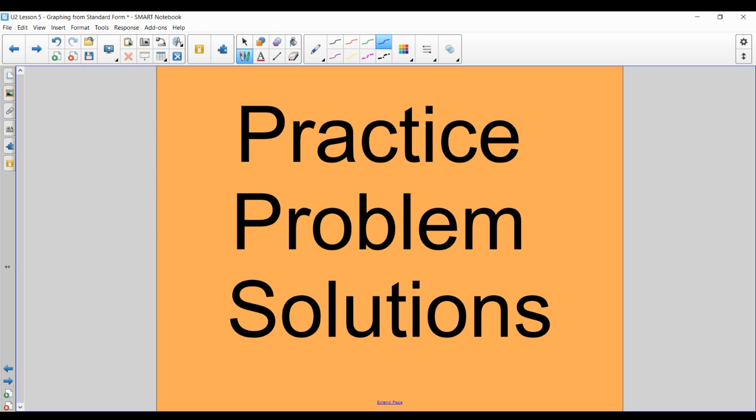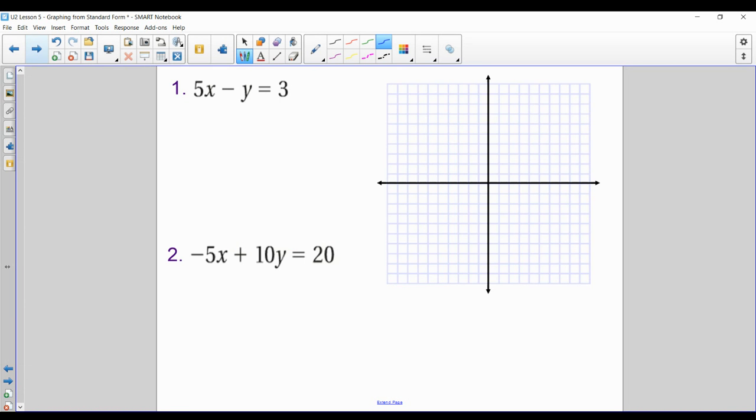Let's look at the solutions to the practice problems now that you've done them. The first two, we're just going to go ahead and solve for y. So I'm trying to get the y value by itself. I'm going to move the x term to the other side.